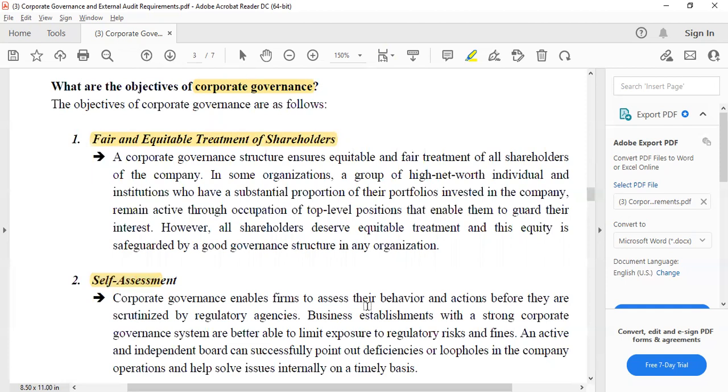So this enables firms to assess their behavior and actions before they are scrutinized by regulatory agencies. So corporate governance is there in order for the corporation to have a self-assessment. Dapat at first hand, kabaw na sila, asa sila nasayop, asa ang mga parts ang kailangan i-rectify before they could be punished by outside regulators.